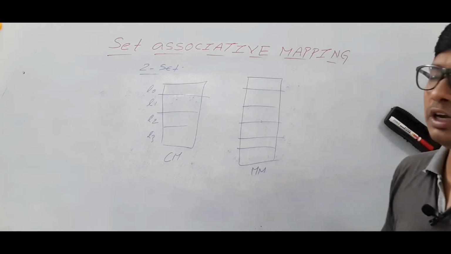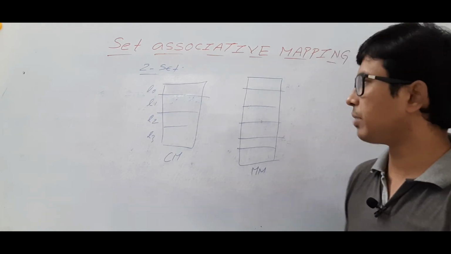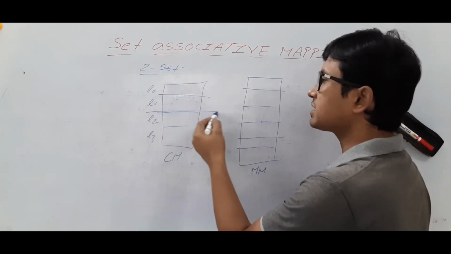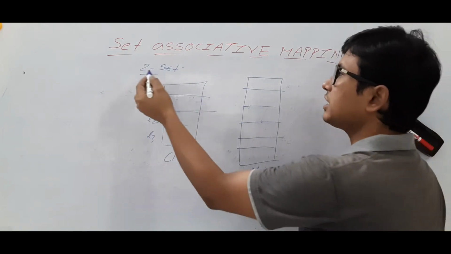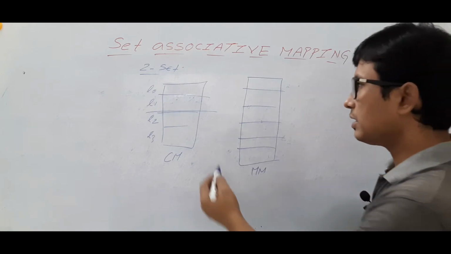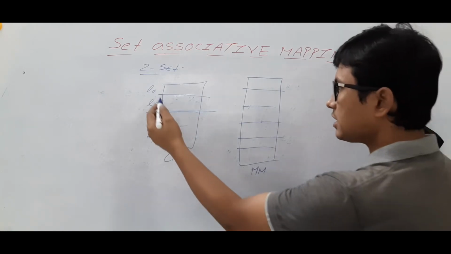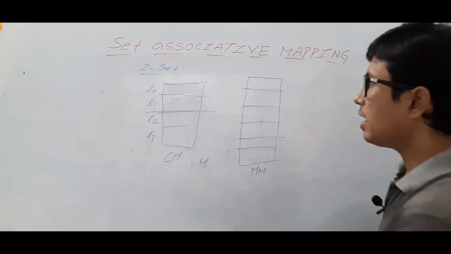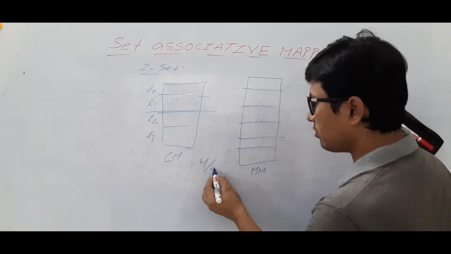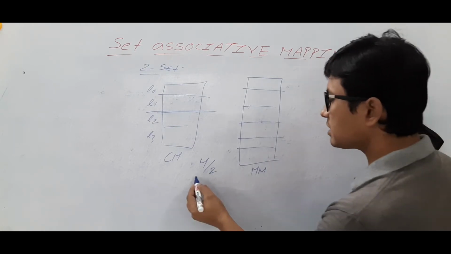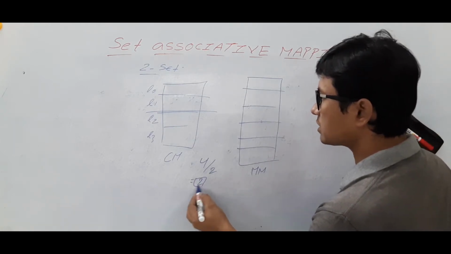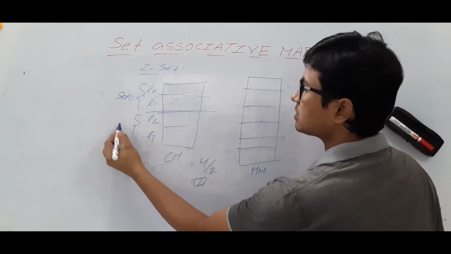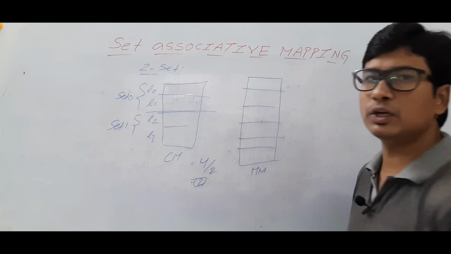Now what we will do in set associative mapping is that all these lines we will divide into some sets. Let's take that it is a two-way set associative. Then, as the number of lines is 4, and as it is a two-way set associative, I will divide by 2. Then how many sets will you get? You will get 2 sets. So this will act as set number 0, this will act as set number 1, because you are dividing into 2 sets.